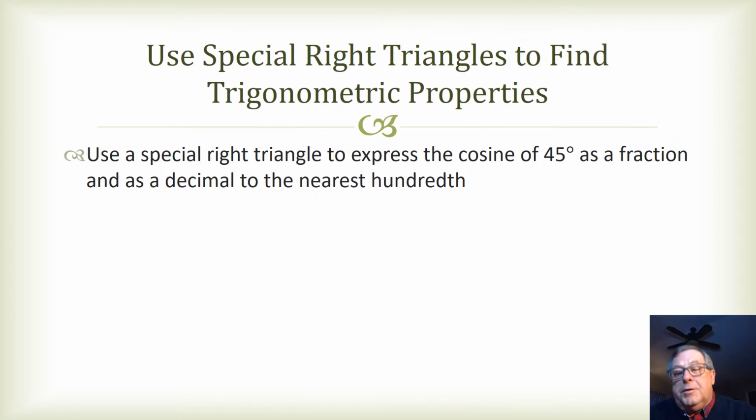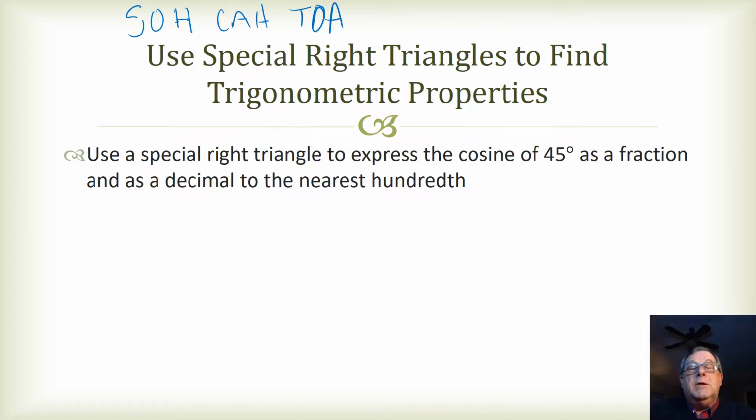Now, the first thing I want to do, when I'm dealing with trigonometric ratios, is write SOHCAHTOA at the top of my page. This helps orient me because the sine is the opposite over the hypotenuse, the cosine is the adjacent over the hypotenuse, and the tangent is the opposite over the adjacent.